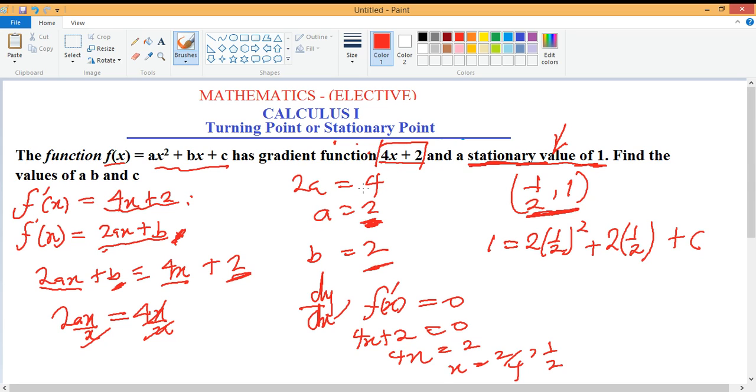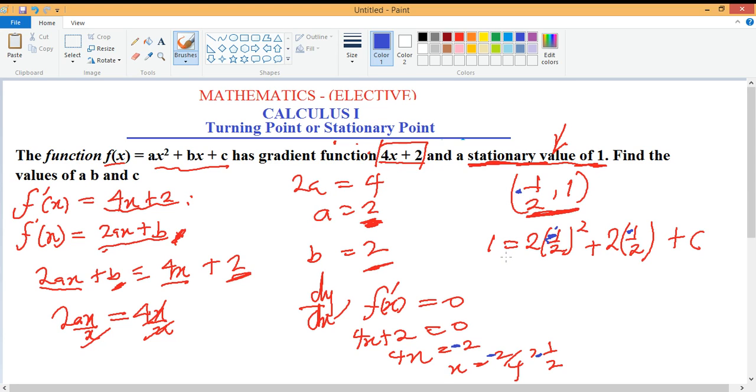Let me even use a different color so that you can see that. Let me use blue, deep blue. Okay, good. Now, when the 2 crosses the equal sign, here becomes negative. So take note of that. Here becomes negative 2. So we get negative half. So we are substituting in negative half and not half. Take note of that correction. Good. So 2 times negative half squared plus 2 times negative half plus c.